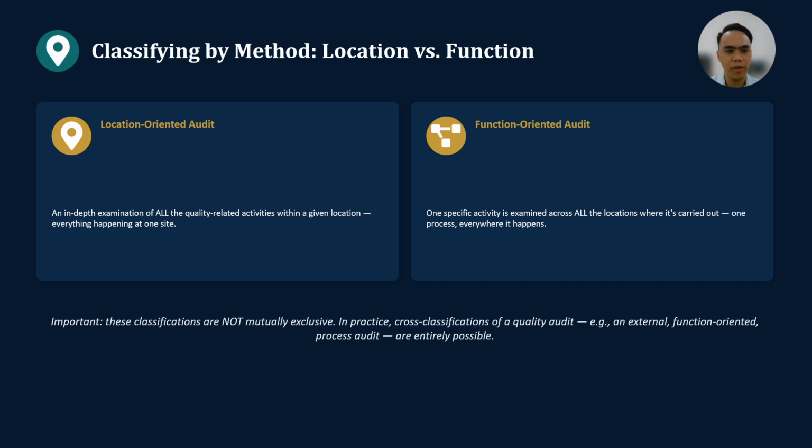So here's something important worth remembering as we close out the classification discussion. It is important to note that these classifications are not mutually exclusive, and that in practice, cross-classification of a quality audit is entirely possible. In other words, party, scope, and method are not separate categories where you pick just one form. A single audit could be external, function-oriented, and limited to a specific process. So all three classifications apply simultaneously to the same audit.